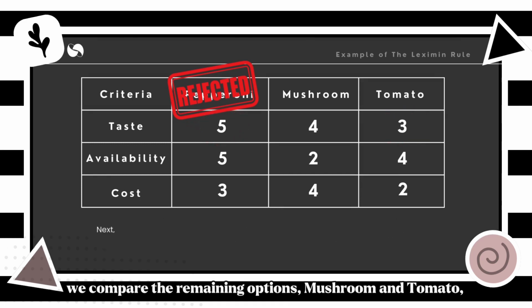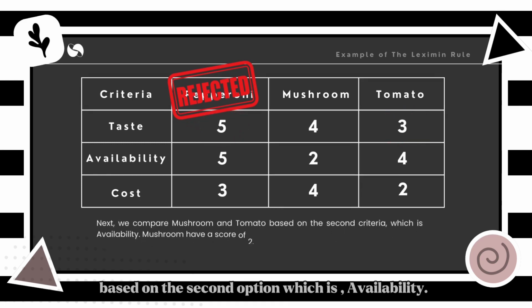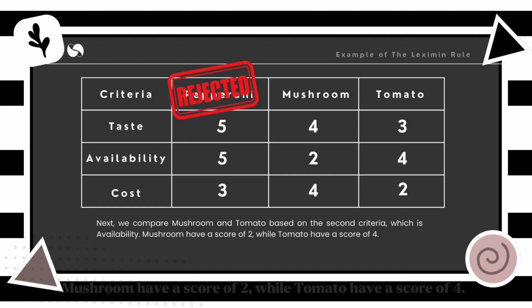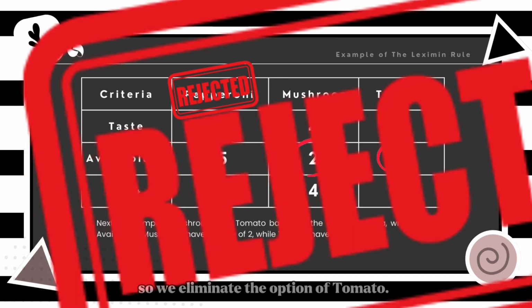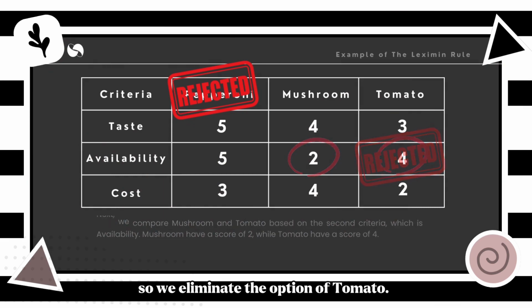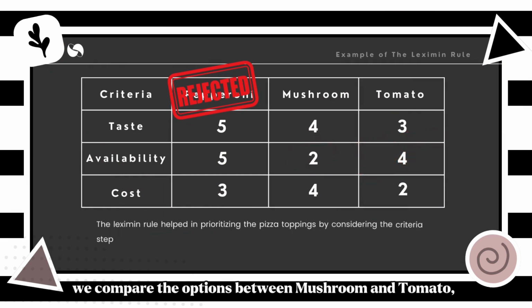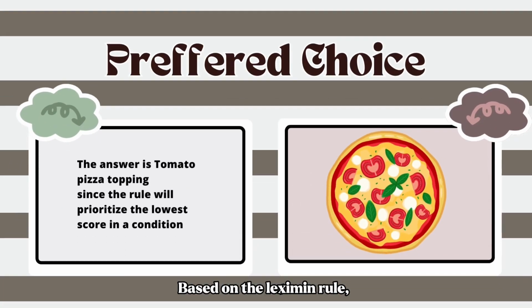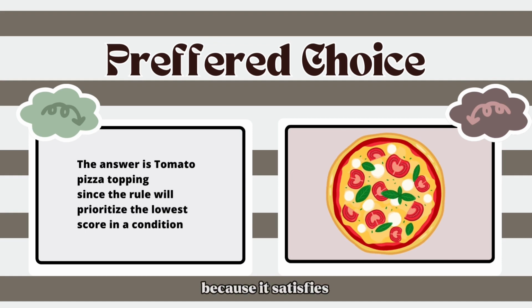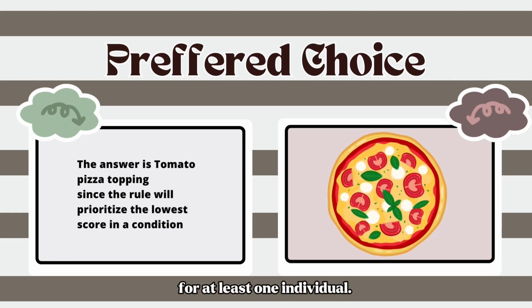Next, we compare the remaining options, mushroom and tomato, based on the second criterion, which is availability. Mushroom has a score of 2, while tomato has a score of 4. Once again, we prioritize the minimum value, so we eliminate mushroom. Finally, for the last process, we compare mushroom and tomato based on the last criterion, which is cost. Mushroom has a score of 4, while tomato has a score of 2. We prioritize the minimum value, so tomato has the lowest score. Based on the Leximin rule, tomato is selected as the preferred choice because it satisfies the most important option for at least one individual.